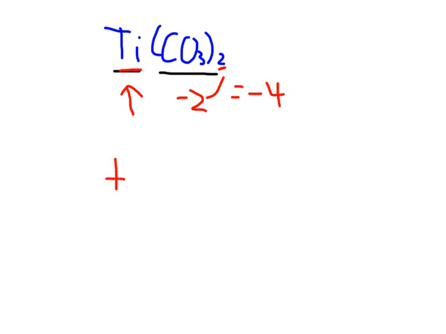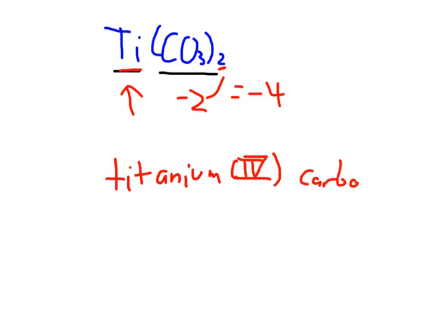So this must be titanium 4 carbonate. And there you have it. Now, sometimes you might run into situations where it seems a little confusing. The best example of that is when you come up with the polyatomic ion peroxide. So let's take a look. Peroxide is O2, 2 negative.